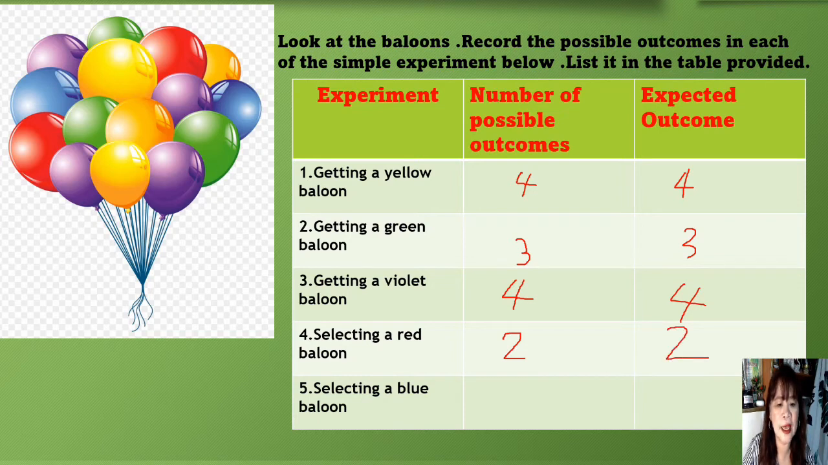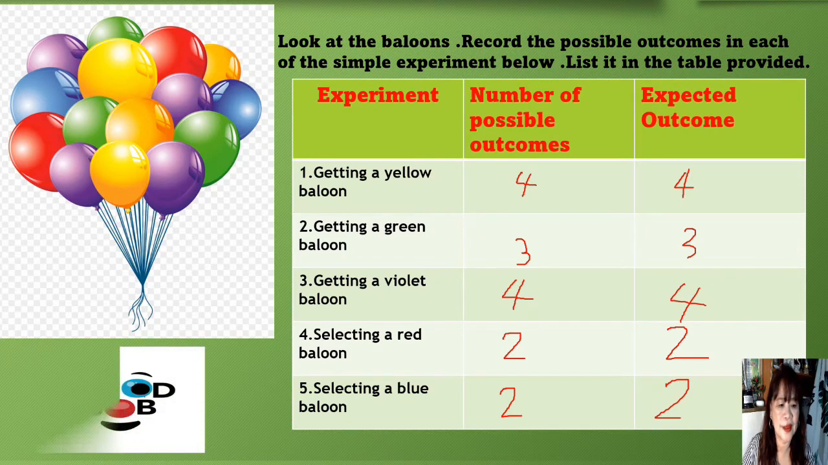And then the last one, selecting a blue balloon. So how many blue balloons are there? 1, 2. So there are also 2 like the red one. So we have 2, and we have also 2. What is your favorite color? Okay, so some have their favorite color. Some have yellow and some have red. Okay, good job, class.